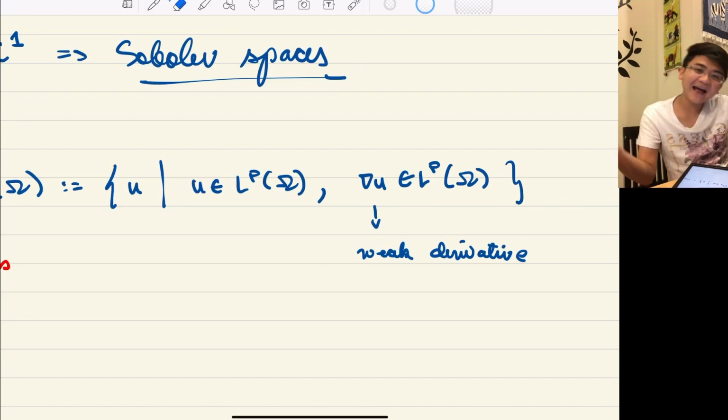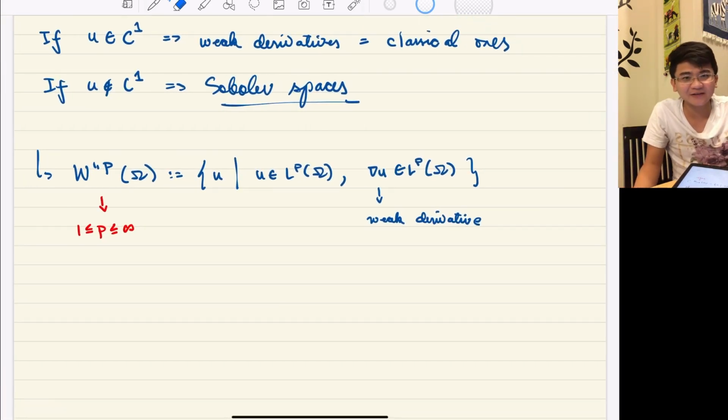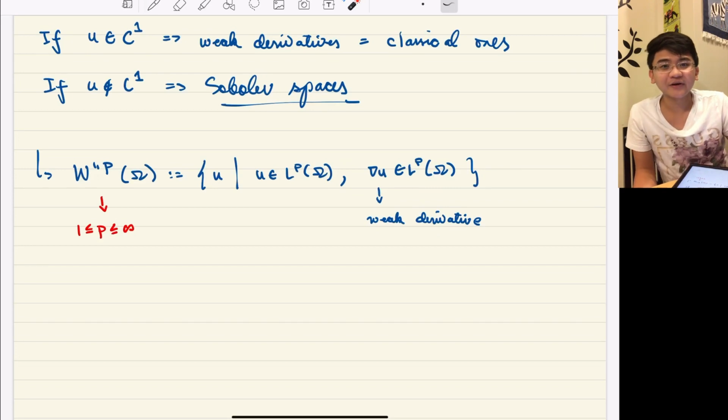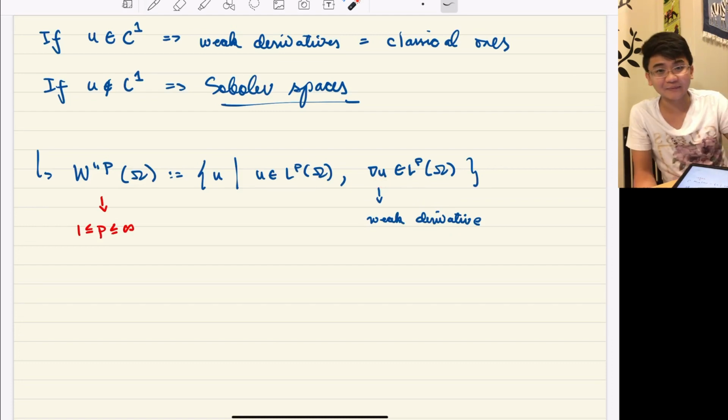This function has an LP representative. We're collecting those and calling it Sobolev spaces. So this is a very brief way of defining them. But in essence, this is what you need from them. Sobolev functions are functions that are integrable and whose derivatives, weak derivatives, are also integrable. Again, these are weak derivatives, not classical derivatives, so they are to be interpreted in the distributional sense.